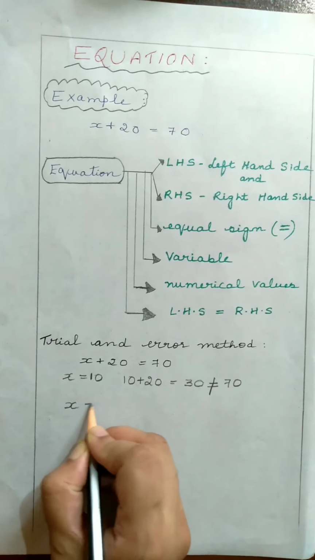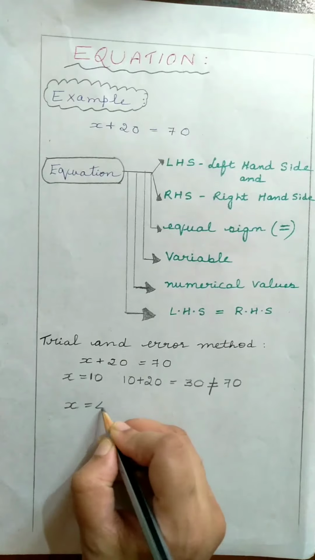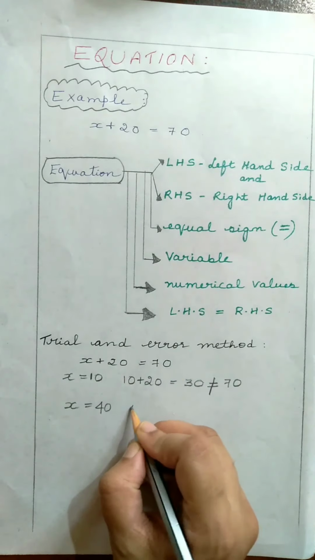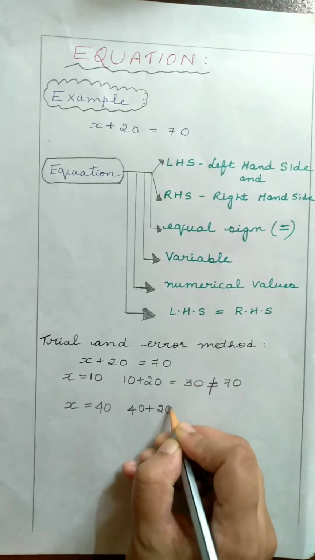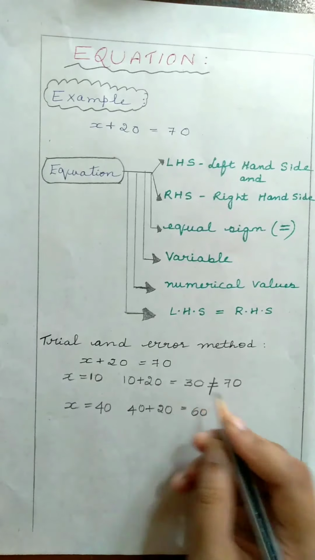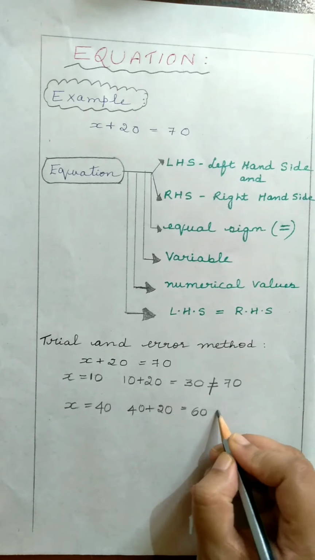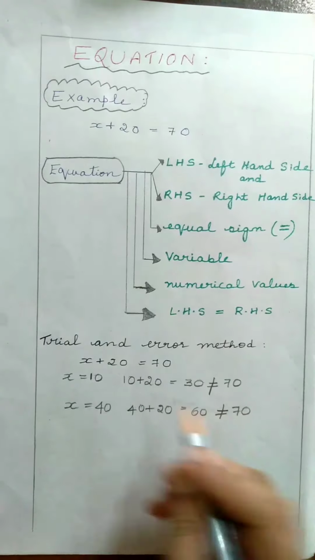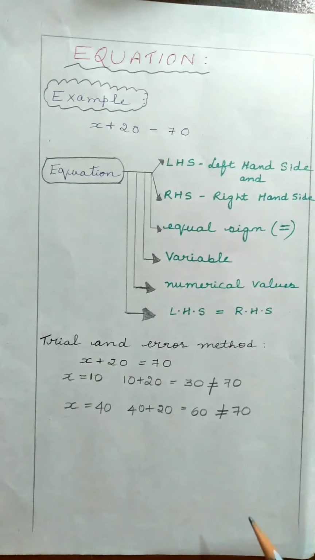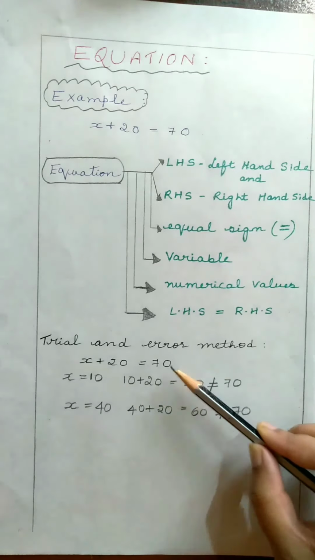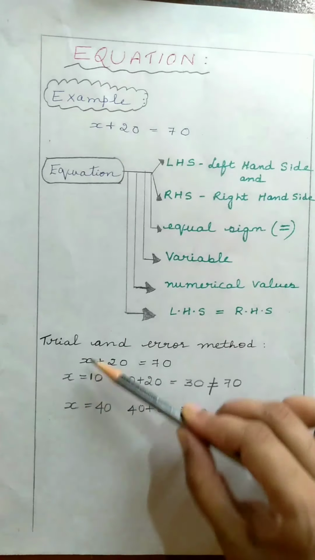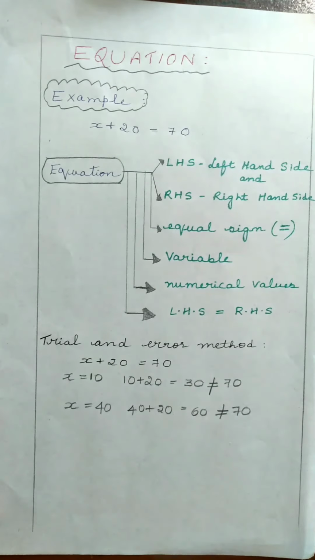Let us consider one more value. Let us consider 40 now. So, 40 + 20, we will get 60. Is 60 equal to 70, children? No, 60 is not equal to 70. This is called the trial and error method. Until we get the answer 70, we go on applying values to x.